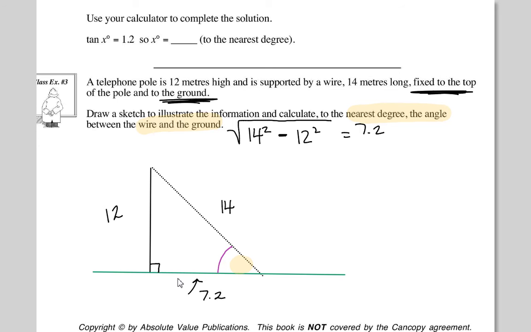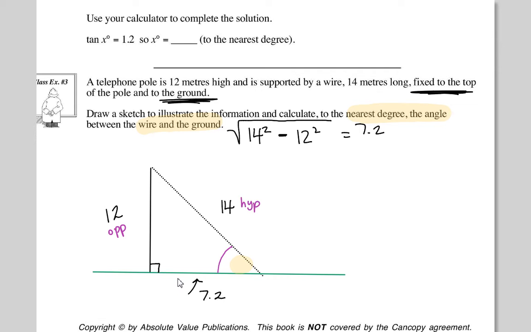Okay. So we want that purple angle. The purple angle, that's the one we're trying to solve for. So let's just pretend we didn't know 7.2 and all they gave us was the 12 and the 14. That's all they gave us. What side would 12 be relative to purple? And 14 is, of course, the height.